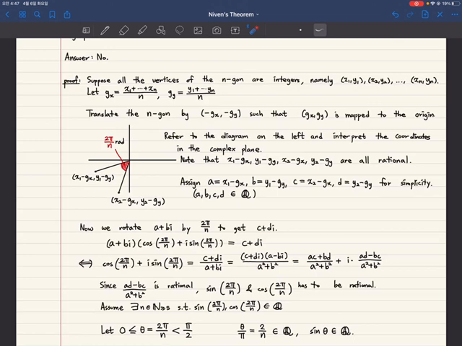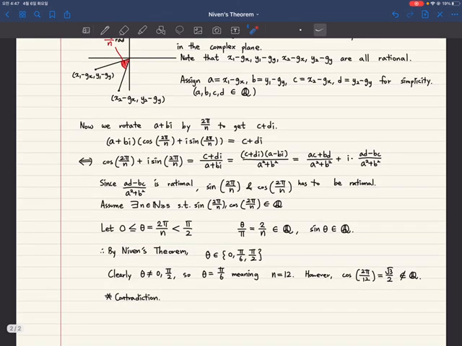Okay, so now we're going to compare the complex parts and the real parts. Since this part is rational, we can see that this part must also be rational. So sine of 2 pi divided by n must be rational. But we can also see a similar thing: cosine of 2 pi over n must be rational. Okay, so we're going to assume there exists a natural number n, greater than or equal to 5, such that sine 2 pi over n and cosine 2 pi over n are both rational.